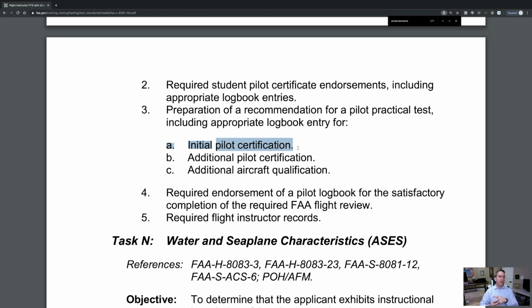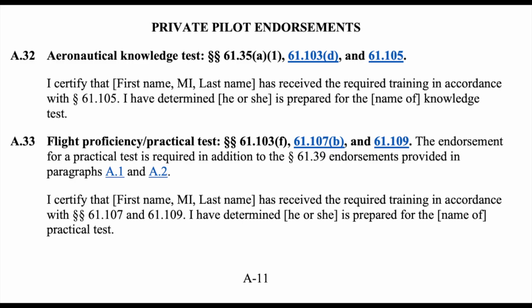So if the examiner says, which endorsements do I need? You'd pull out your advisory circular and you'd point right there to private pilot and you'd say, these are the ones that I'm going to give for the private pilot practical test. Right there, as it says, pilot practical test recommendations, that's what you would give.